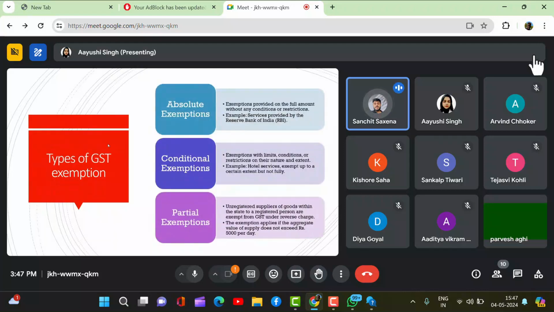These are the different types of GST exemption: absolute exemption, conditional exemption, and partial exemption. In absolute exemption, exemptions are provided on the full amount without any conditions or restrictions. It could be a service provided by the RBI, for example. Conditional, as the name suggests, has some conditions, with limits. For example, hotel services are exempted up to a certain limit, but not fully. And for partial exemptions, supplies by unregistered suppliers of goods within the state to a registered person are exempt from GST under reverse charge. For example, the exemption applies if the aggregate value of supply does not exceed 5,000 per day. Next slide.